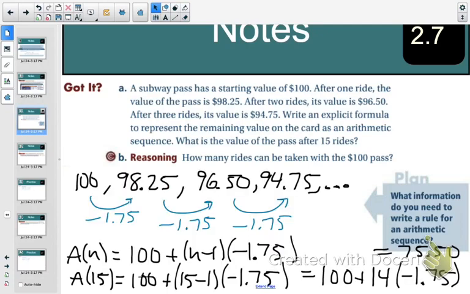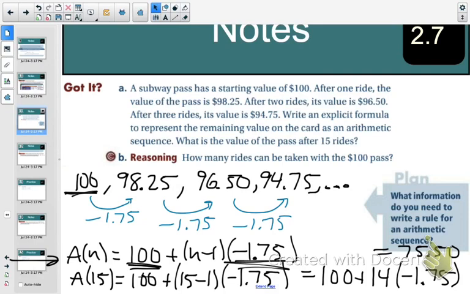Okay, so I wrote out the sequence again, and I figured out it's going down by $1.75 each time. So each ride basically costs $1.75. So I set up the explicit formula here. My first point, which is 100, plus n minus 1 times the common difference, d, which is negative 1.75. Don't forget your negative, or else that would mean it's going up.